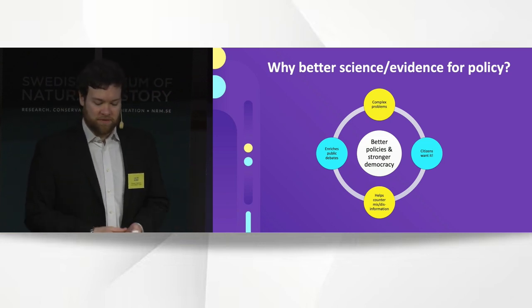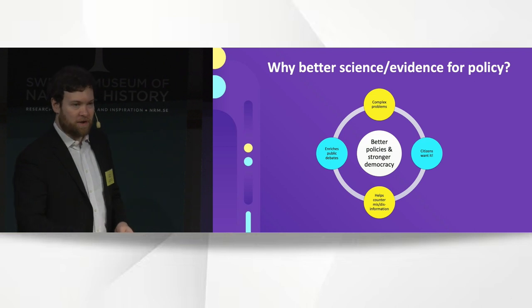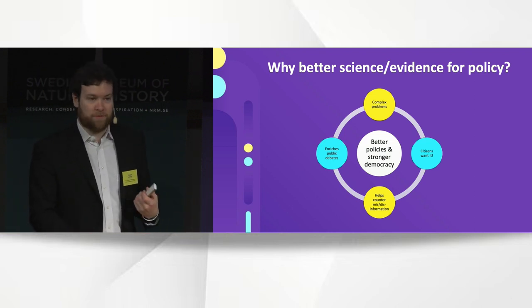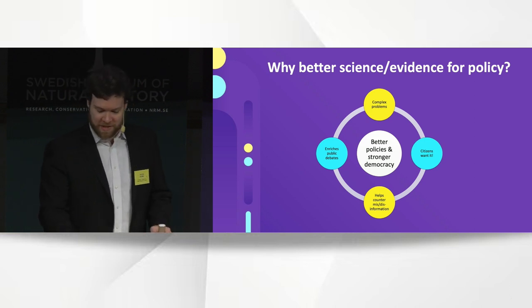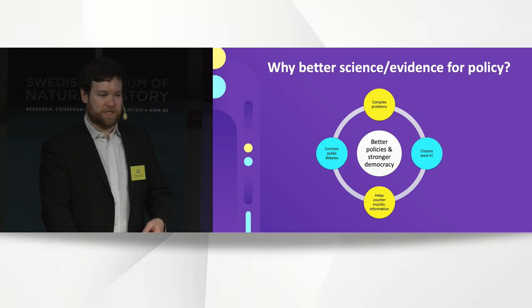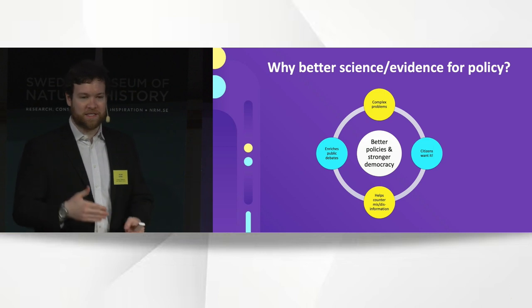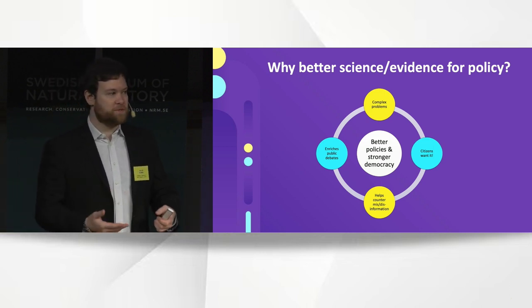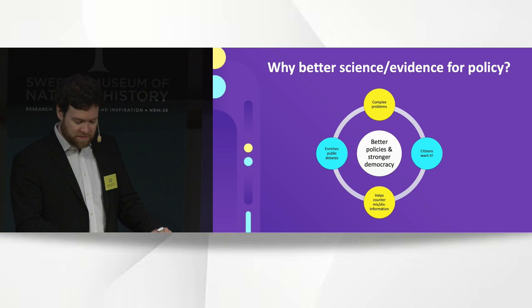Well, you could ask, why do we even need better science, better evidence for policy? And there are fundamentally four reasons. One, we are dealing with complex problems, and you don't easily solve complex problems with just a rule-of-thumb approach. You actually need good evidence, good science to solve them. Then citizens also want it. There are various surveys where citizens express that they want scientists to get involved in policymaking. They want scientists to call out policymakers and politicians if they use incorrect science or fake science. So there's actually demand for this kind of service.